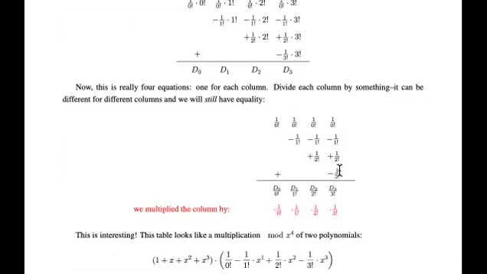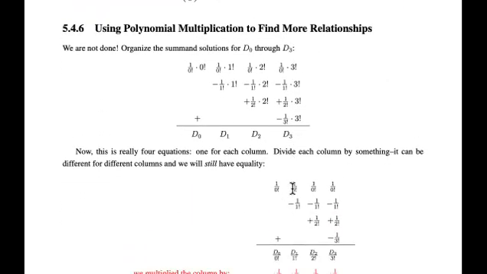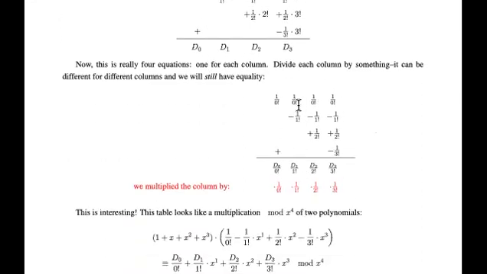So for this column, let's divide it by 3 factorial, this one by 2 factorial, 1 factorial, 0 factorial. So we're just left with these guys right here. And this is D3 over 3 factorial, D2 over 2 factorial. D3 counts the number of derangements of size 3, then the number of derangements of size 2, size 1, size 0. So we end up getting this. Dividing is the same thing as multiplying by the reciprocals, which is what was written right there.